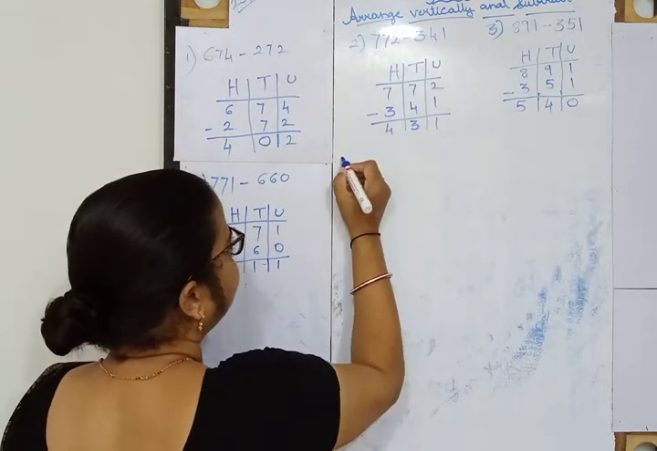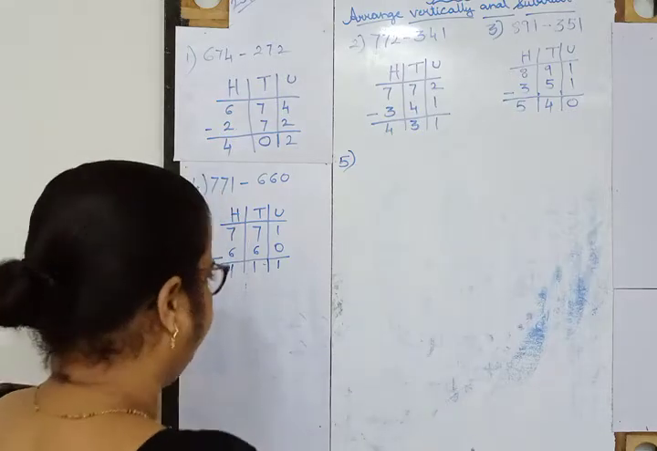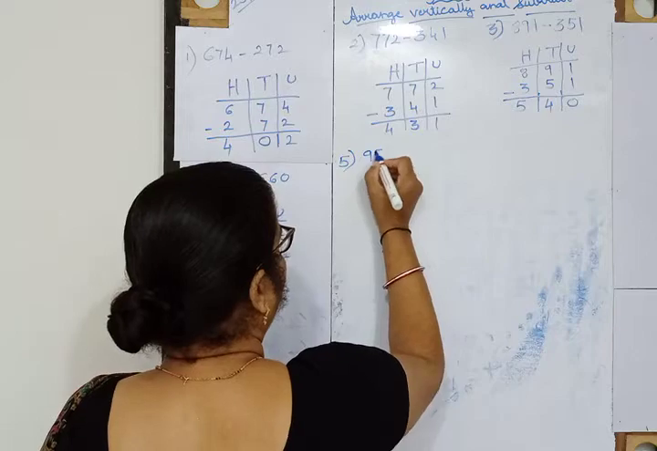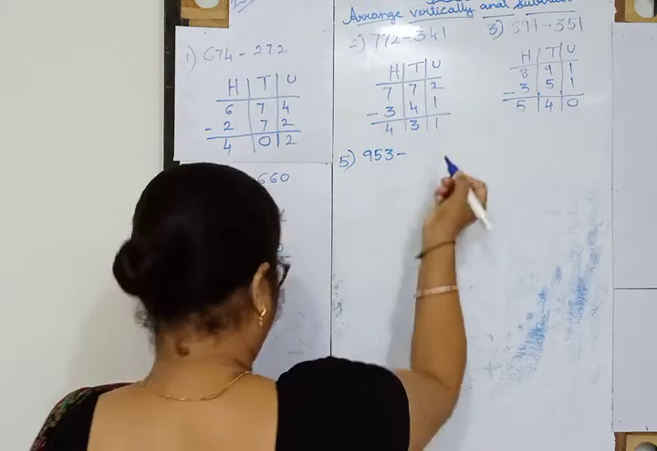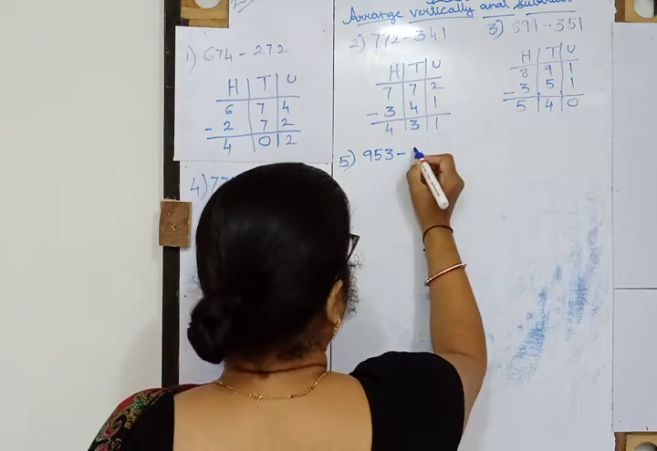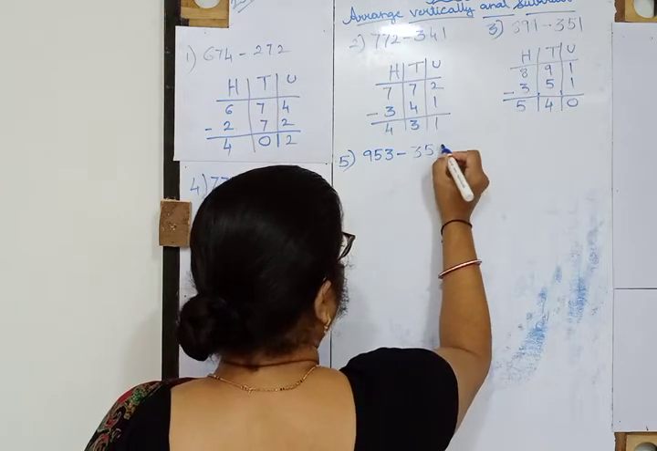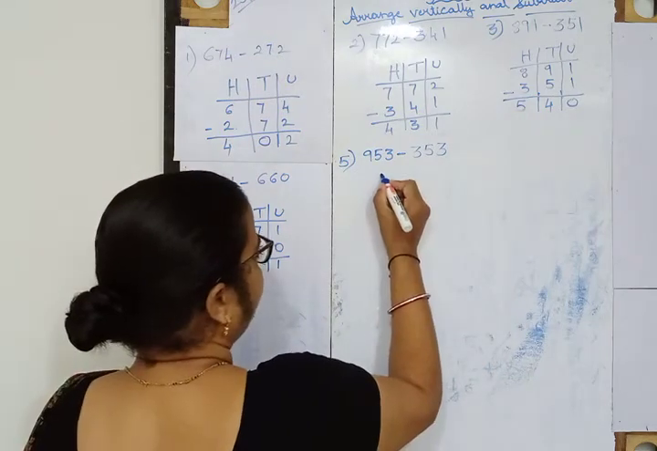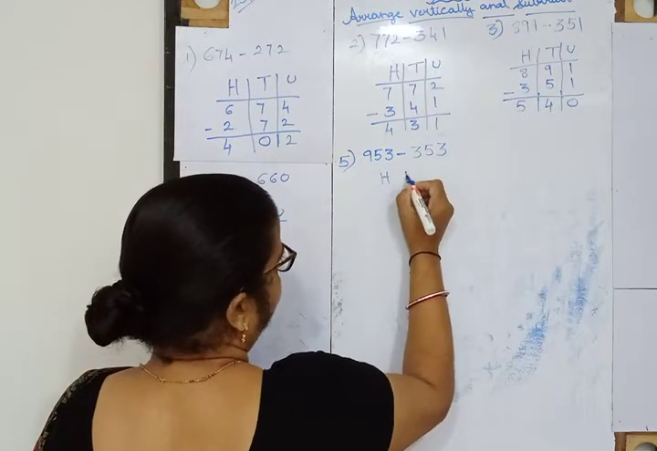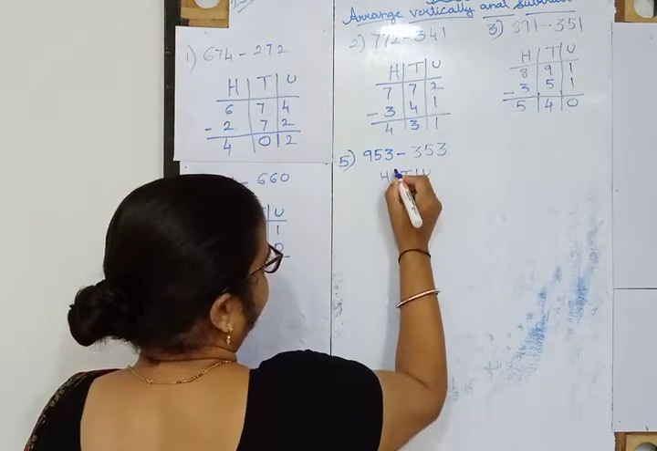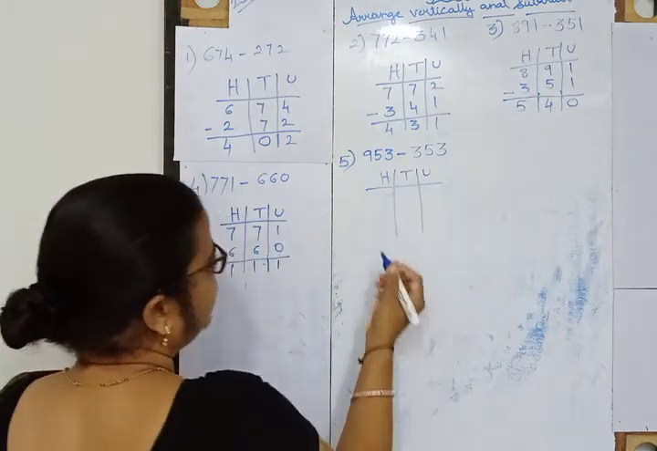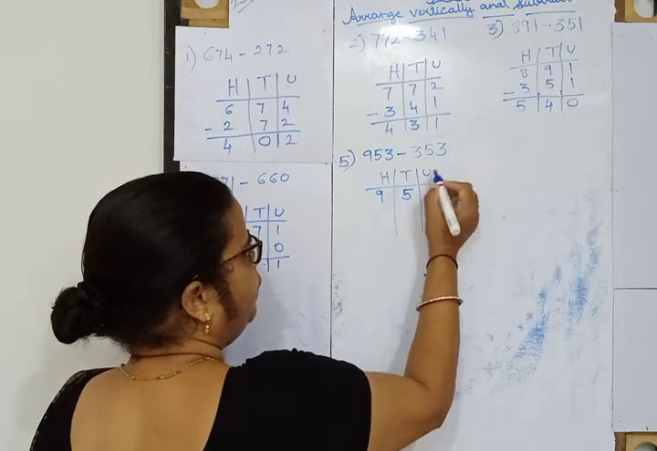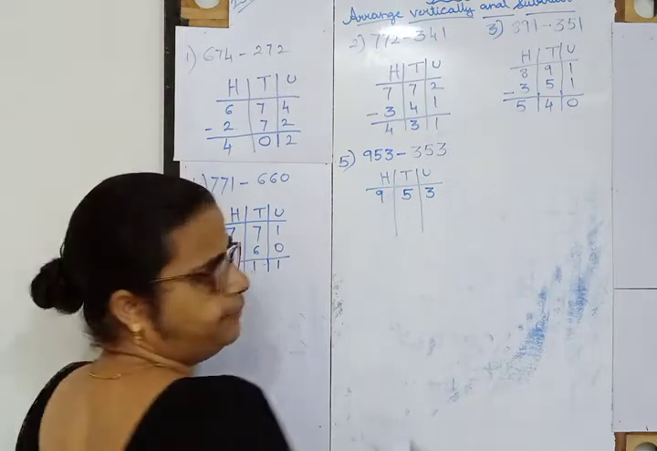So next example. 953 minus 353. So arrange this in vertical columns. So we are going to write here hundreds, tens, units. First, in the hundreds column I am going to write 9. In the tens column I am going to write 5. In the units column I am going to write 3.